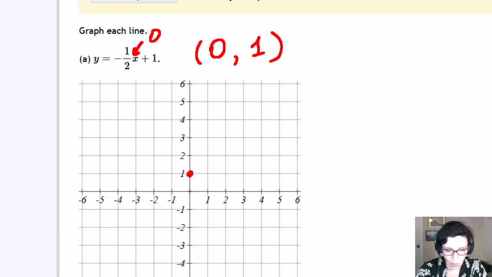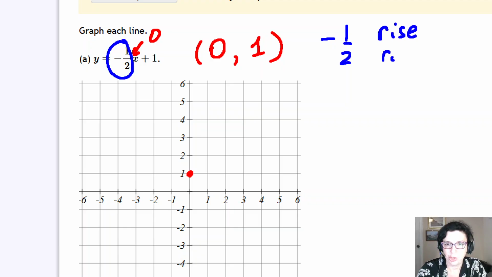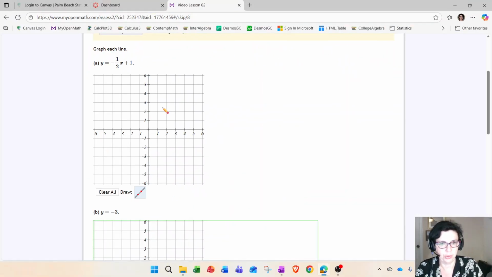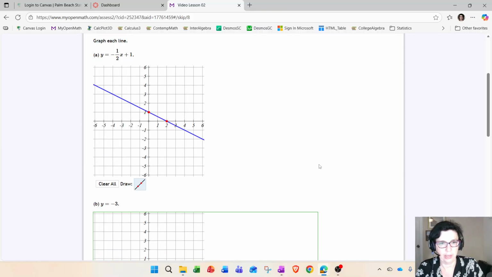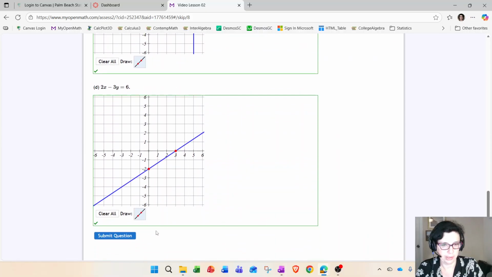Now, the slope, right? The slope is going to be this number right here. And remember, the slope is your rise over run. So your rise is -1 and your run is 2. So that means that you're going to actually go down by 1 and 2 to the right. Okay, so let's do that. So we start at 0, 1. We're going to go down by 1 and 2 to the right. And that's going to be the last equation there.